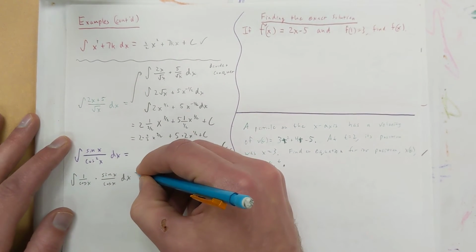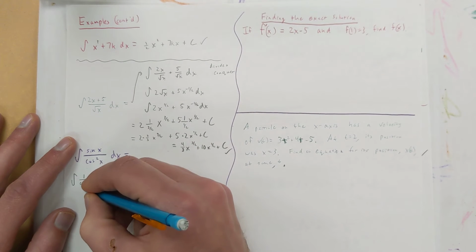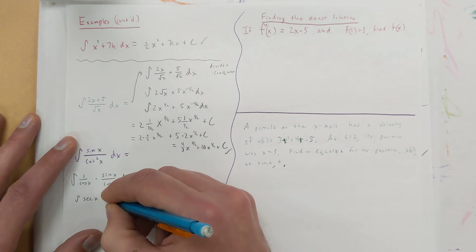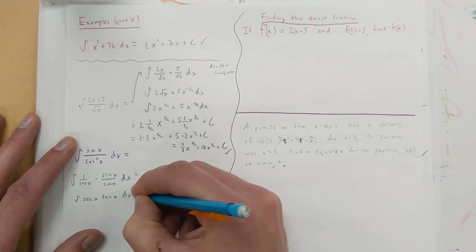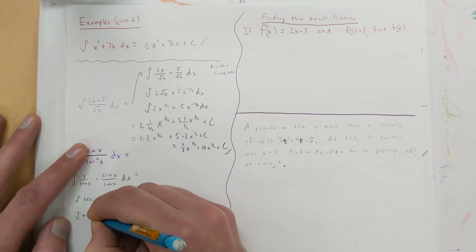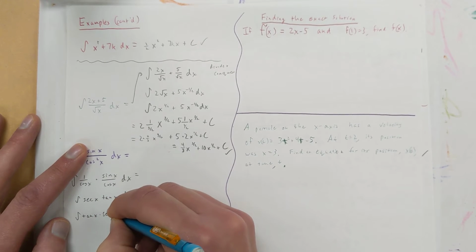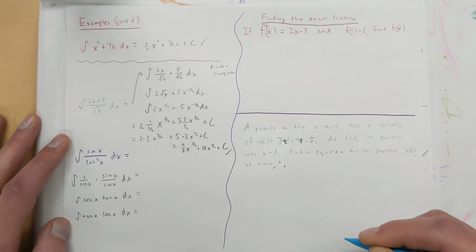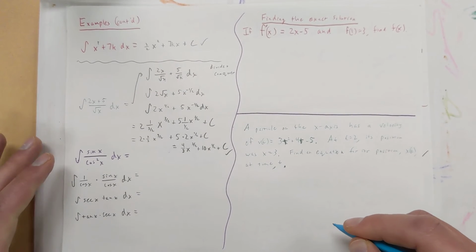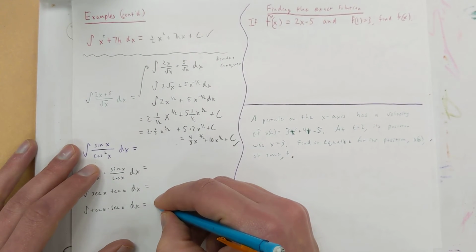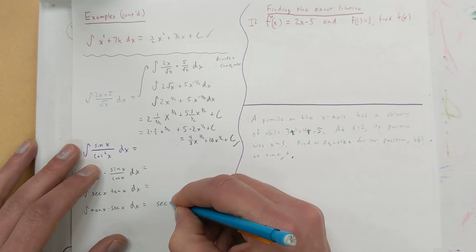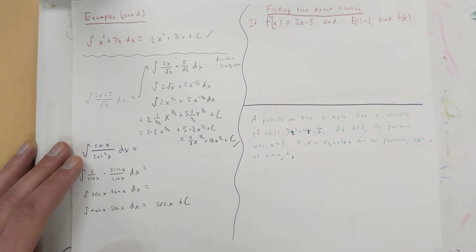And you're saying to yourself, Mr. Kuhn, how does that help me? Well, because 1 over cosine of x is really secant of x. Sine of x over cosine of x is tangent of x. And I can rearrange this again as tangent of x times secant of x. And as you all know, the antiderivative of tangent of x secant of x is secant of x. Plus c, don't forget the cookies.